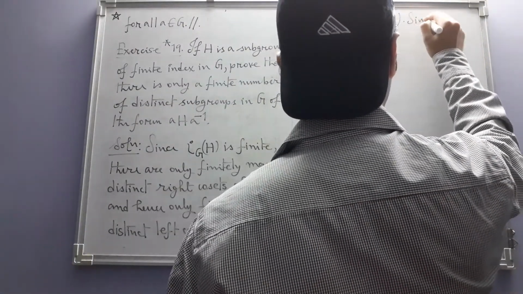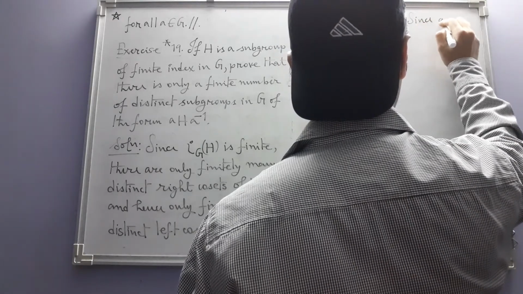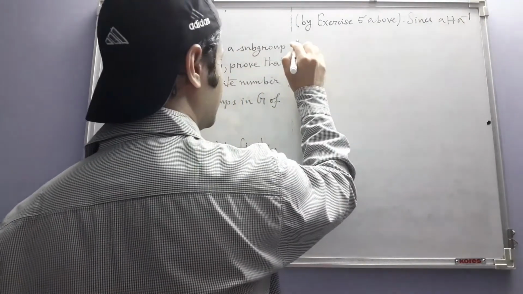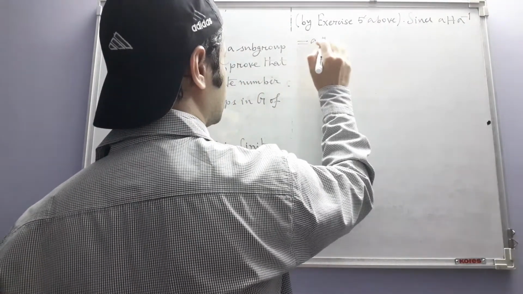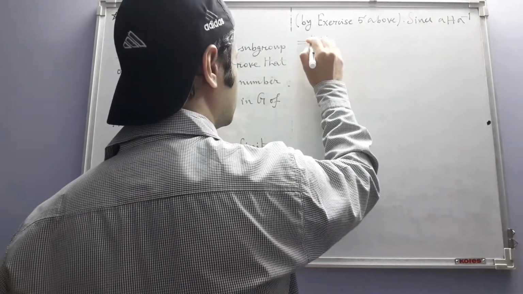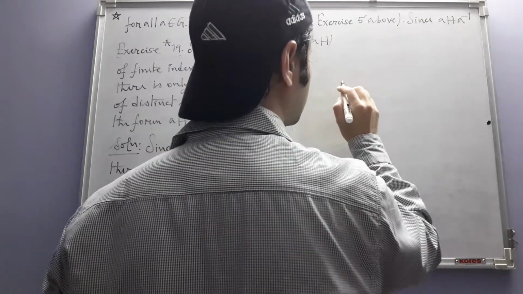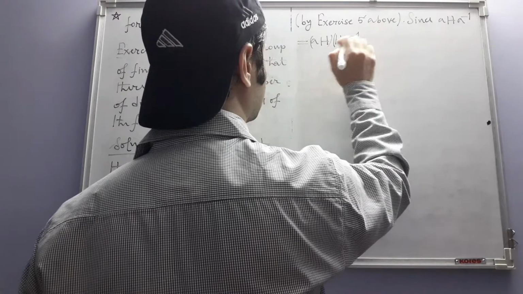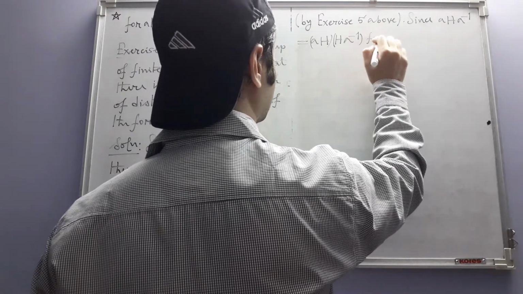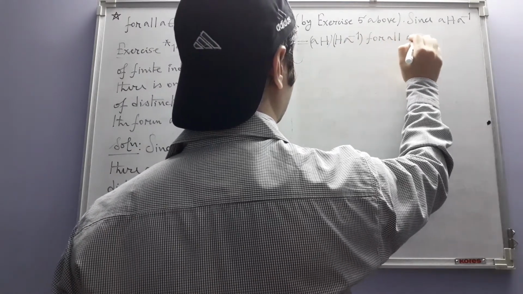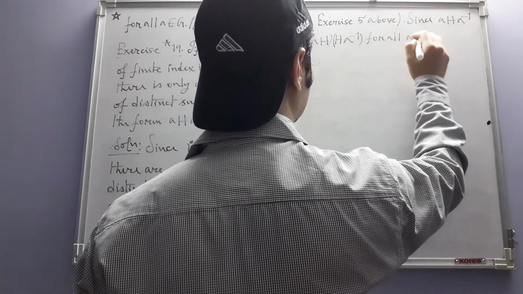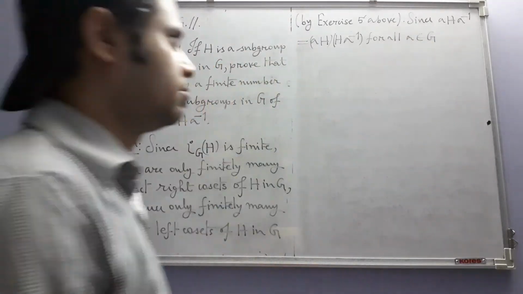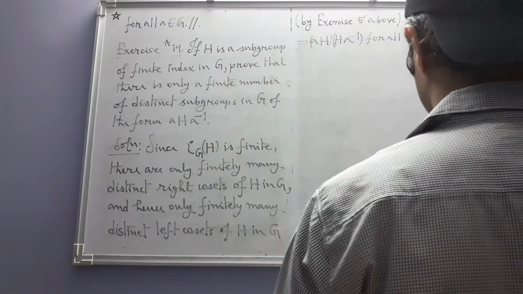Okay, since A H A inverse can be written like this: A H, H A inverse, for all A belonging to G. Why is this possible? To answer that, you look at this.